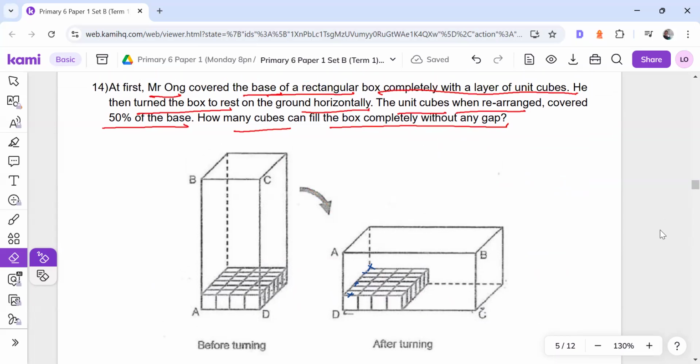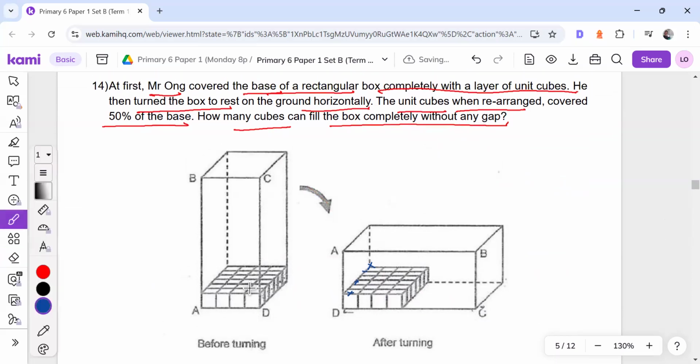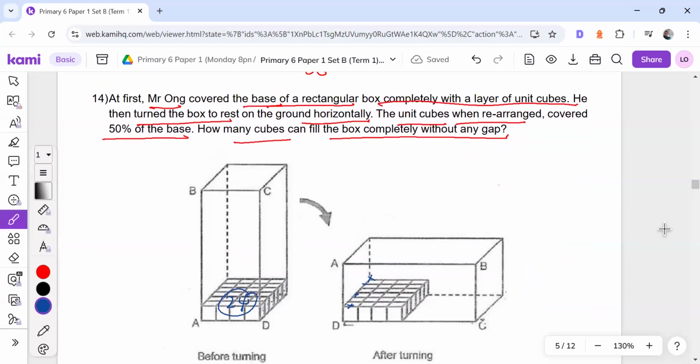Can you see that there are some cubes inside already? How many cubes are inside here? You can count. There are 24 cubes already, right? So when you turn the box over, what will happen? Now you will see that the unit cubes, when rearranged, cover 50% of the base. So these 24 cubes only cover 50% of the base.